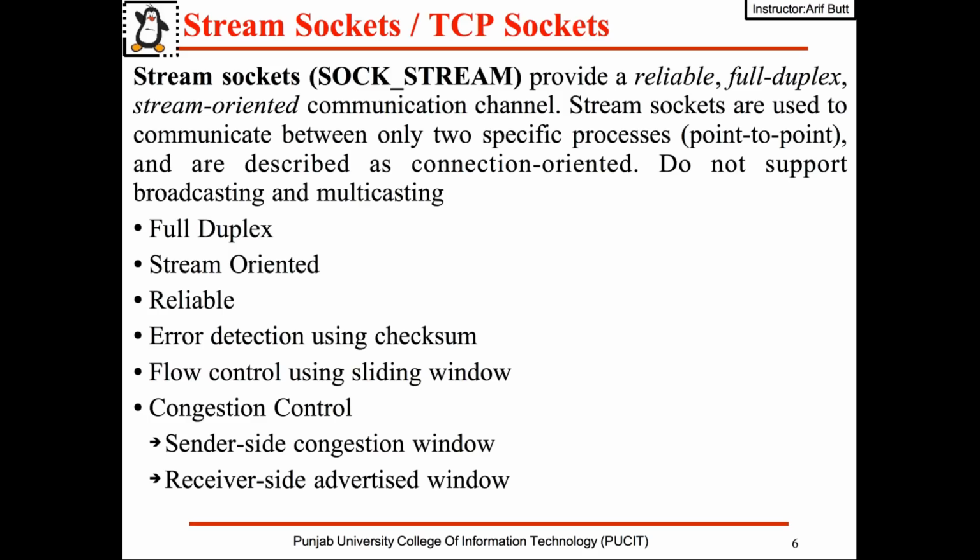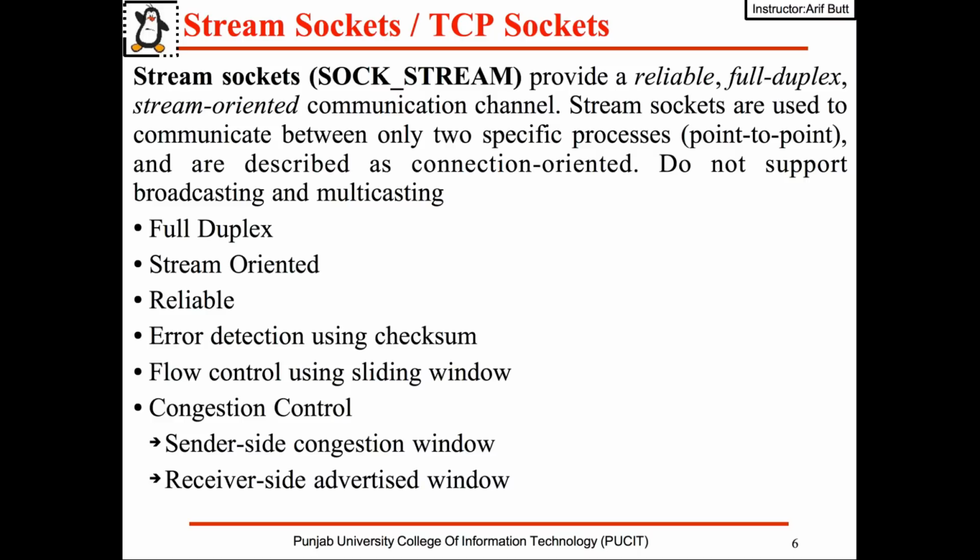So let's talk about the stream sockets. Stream sockets provide a reliable, full duplex, stream-oriented communication channel. Stream sockets are used to communicate between only two specific processes and are described as connection-oriented. They do not support broadcasting and multicasting. These are some of the features that I have mentioned over here.